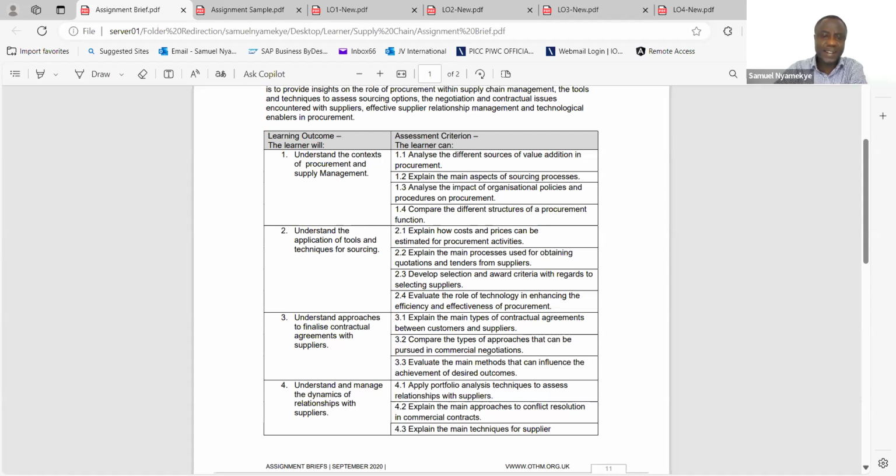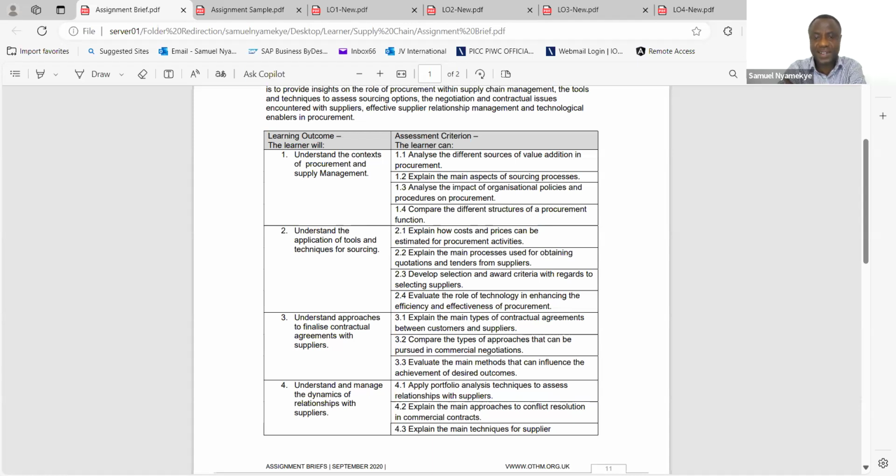And under this, we have 4 assessment criteria: to analyze sources of value addition in procurement, to be able to explain the main concepts of sourcing processes, and to analyze the impact of organizational policies and procedures on procurement. Then the second learning outcome was for us to understand the application of tools and techniques for sourcing.